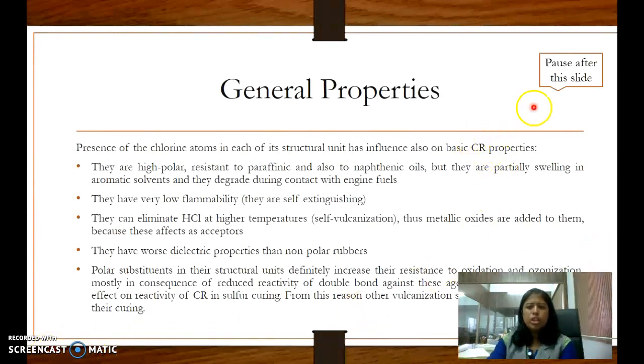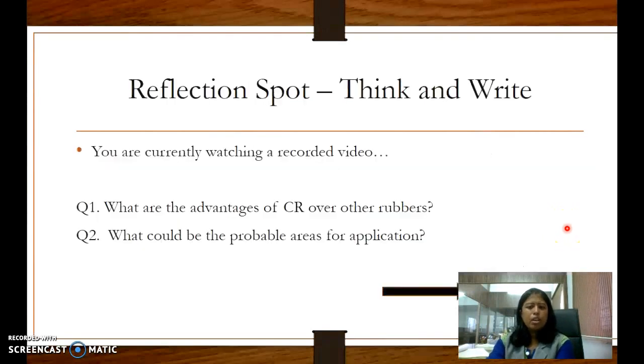Now, we'll take a pause after this slide and go to the reflection slide. This is a reflection spot. You are currently watching a recorded video. Now write down these answers. What are the advantages of CR over other rubbers, and what could be the probable areas of application?